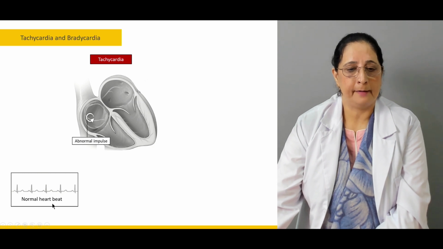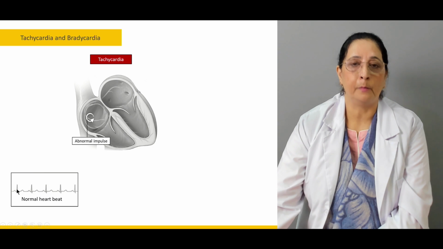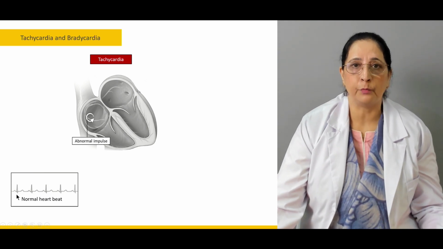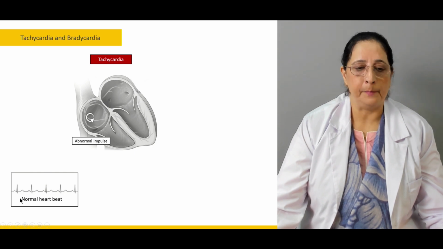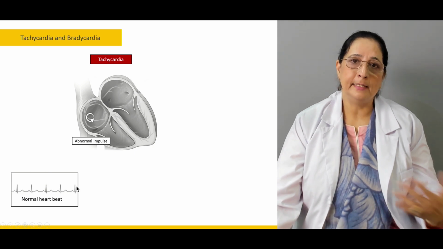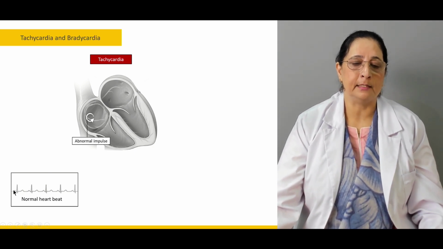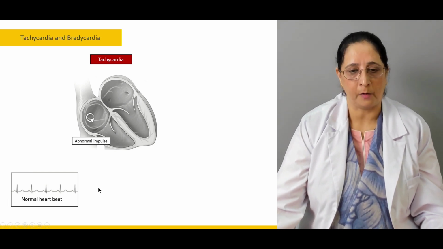This is the normal heartbeat. We see the normal cardiac cycle. We just went over this. We have P wave, QRS complex, and T wave. This is one cycle. So 1, 2, 3, 4, 5. In this strip you can see these are the 5 cardiac cycles. So 5 beats so far.